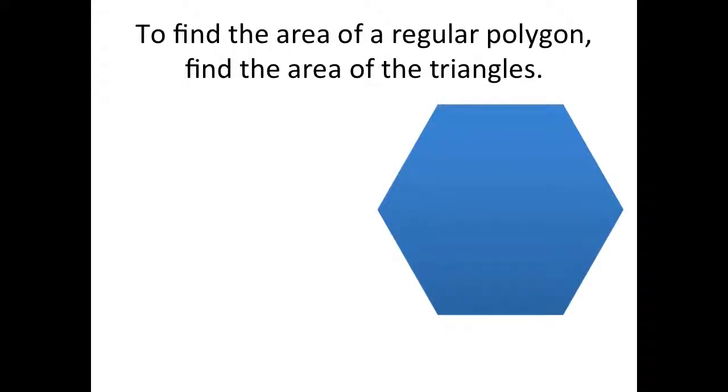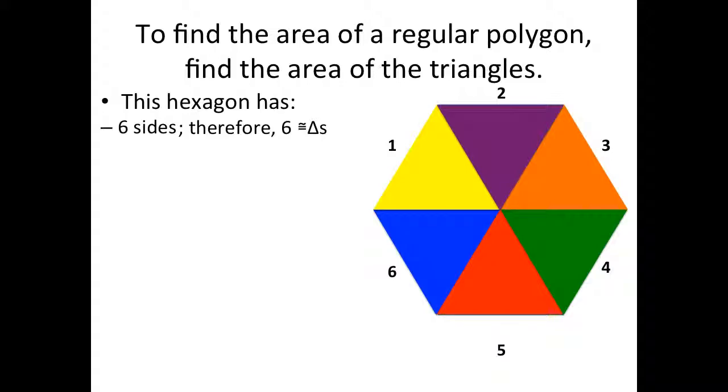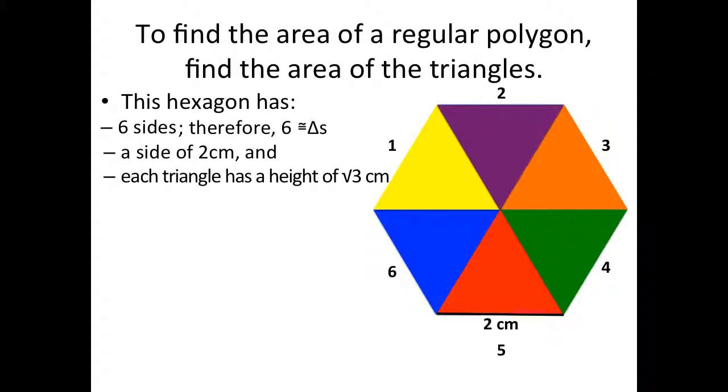So again, here's a problem. This hexagon has 6 sides. Therefore, it has 6 triangles. There they are, the ones we just drew on the previous slide. And I'm going to tell you it has a side of 2 centimeters, and since it's regular, all the sides are 2 centimeters. So there it is, 2 centimeters. And each triangle has a height of √3. So there is the height of √3 centimeters.